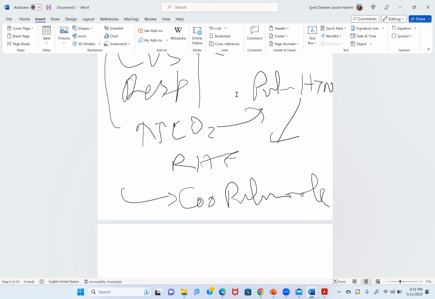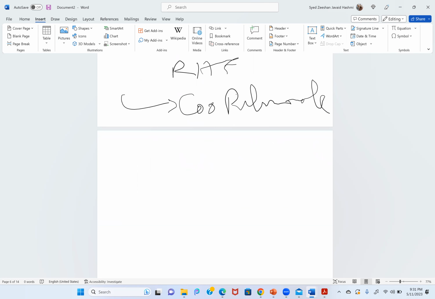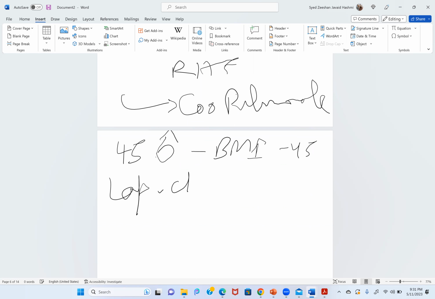If someone asks you what the concerns are, or they have given you a scenario: I have a 45-year-old male with BMI of 45, and the patient is going for laparoscopic cholecystectomy plus lap sleeve gastrectomy. Because this is a very common scenario. Practically we face it. There is a growing tendency to do these surgeries.